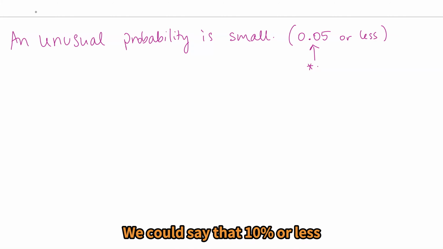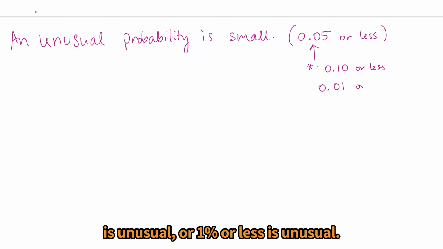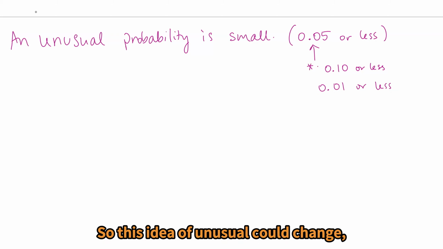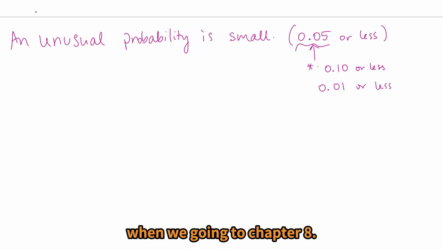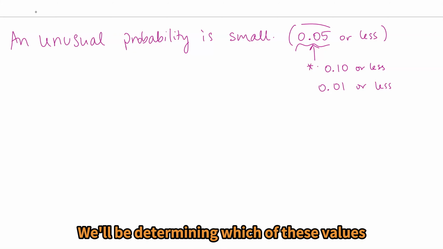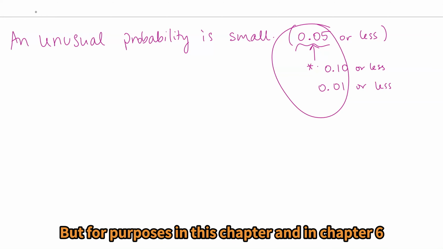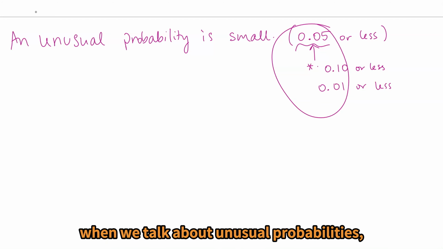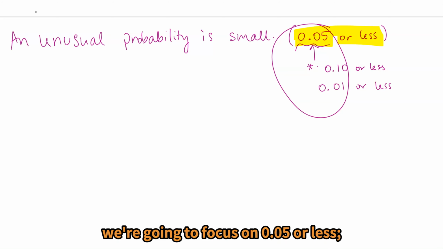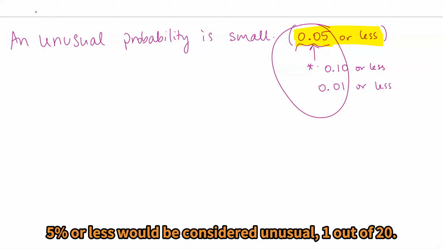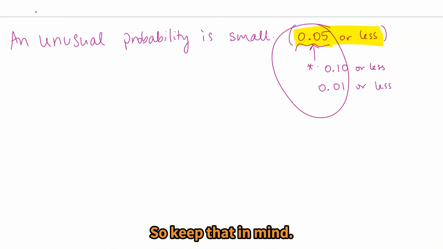We could say that 10% or less is unusual, or 1% or less is unusual. So this idea of unusual could change, and it will change for us actually when we go into chapter 8. We'll be determining which of these values we deem unusual. But for purposes in this chapter and in chapter 6, when we talk about unusual probabilities, we're going to focus on 0.05 or less. 5% or less would be considered unusual, 1 out of 20.